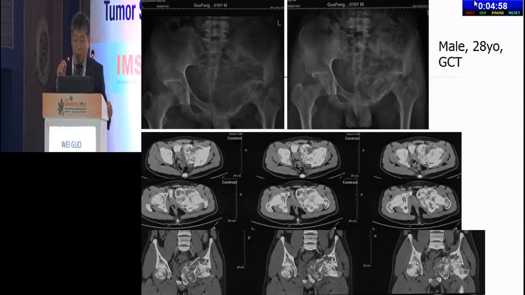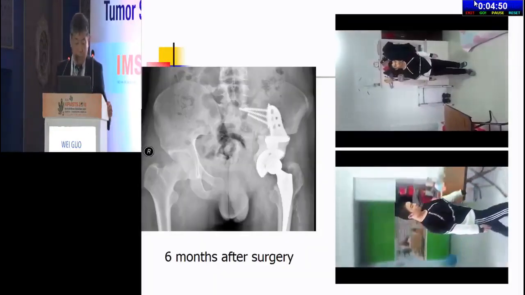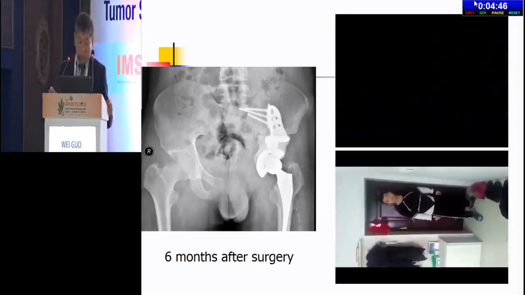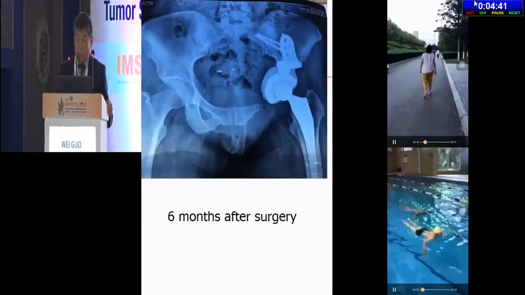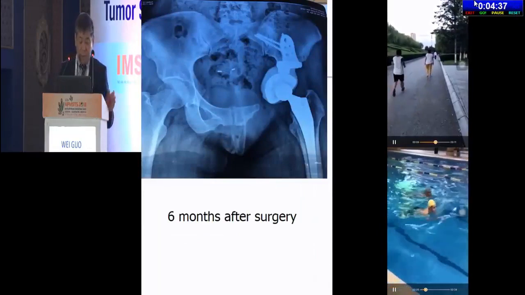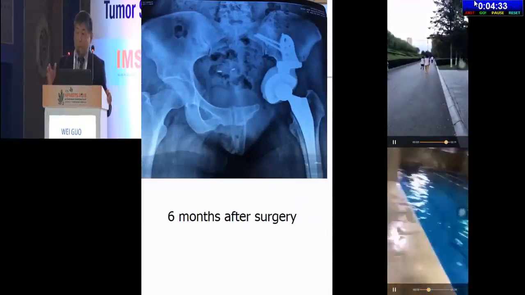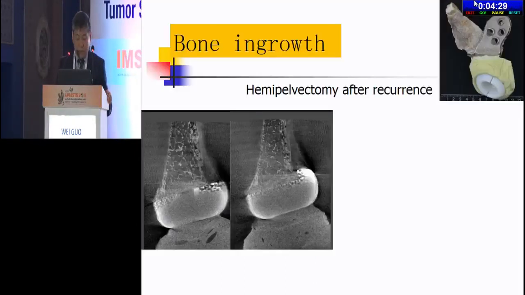In this case, a 28-year-old male patient with a huge germ cell tumor, we did the resection, then used this prosthesis for reconstruction. This is the follow-up six months after surgery, with very good function. This is another case where we did this procedure, 6 months after surgery. The patient can swim very well, and walk, even run, with very good function.